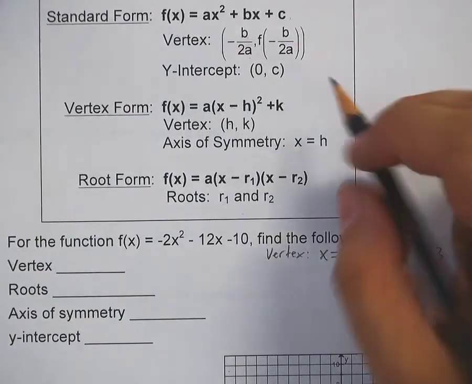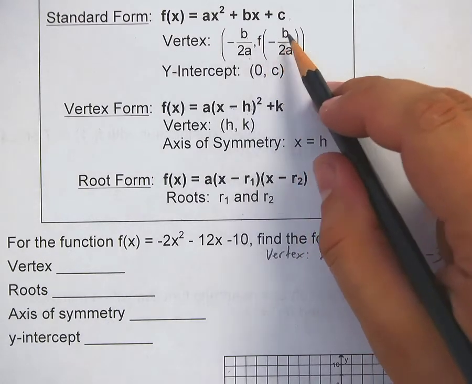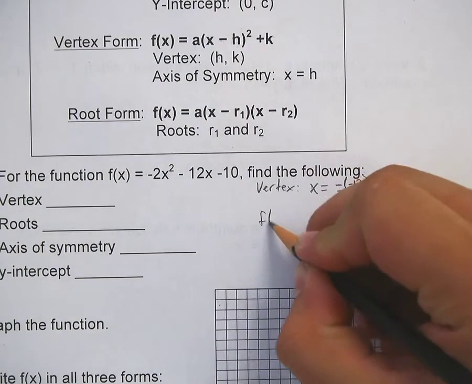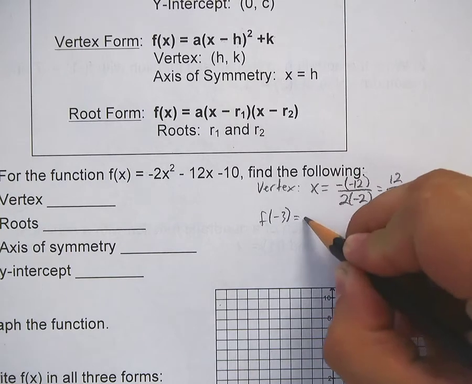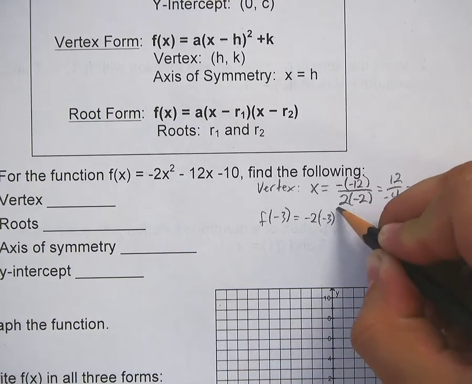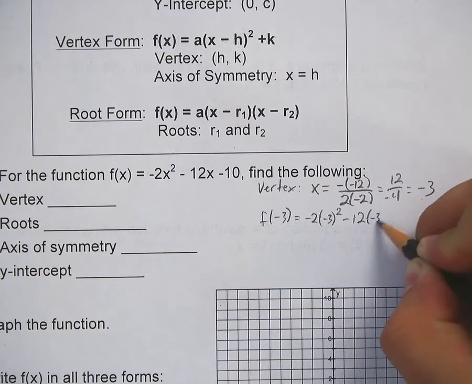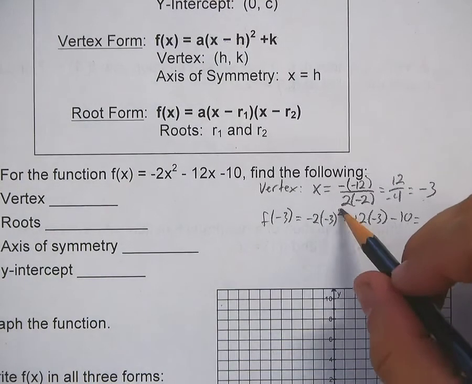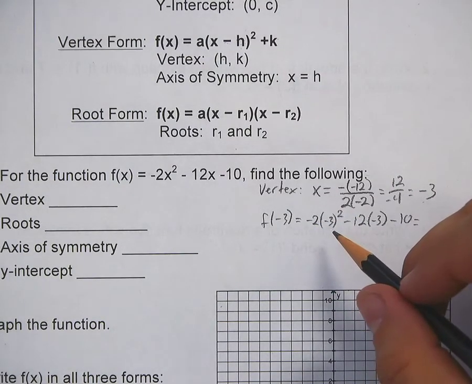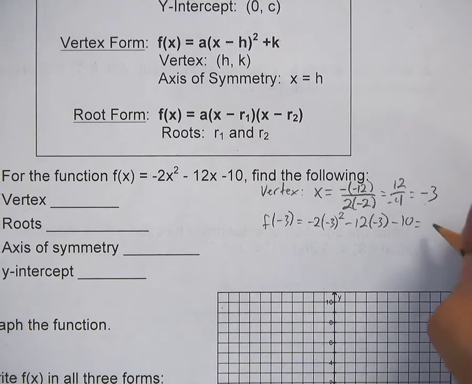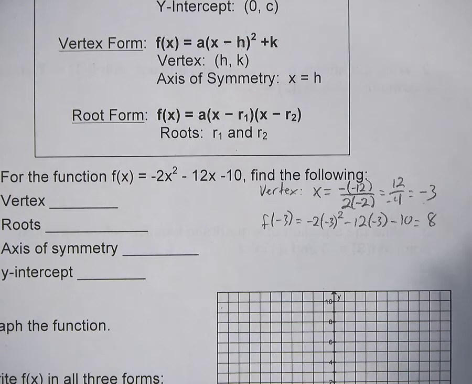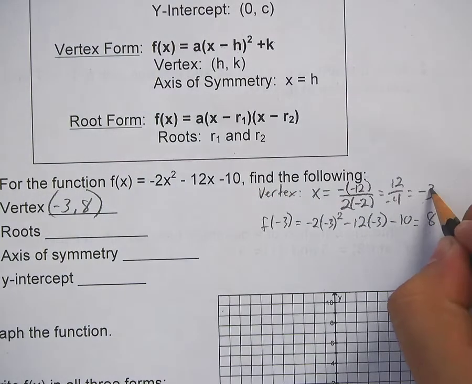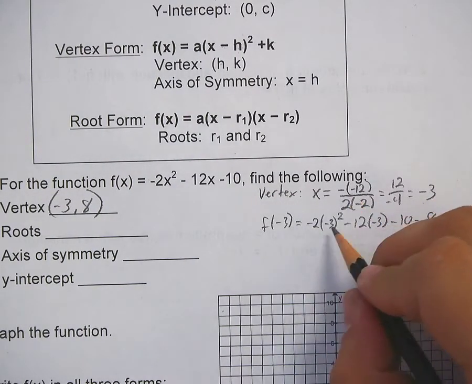Now I plug it back in to the function. That's what this means. Plug it back into the function and find your y. So plug in a negative 3 here. F of negative 3 is negative 2 times negative 3 squared minus 12 times negative 3 minus 10. And that's going to be what? You have 9 and negative 2, so negative 18 plus 36 minus 10, so 8. So your vertex is negative 3 comma 8. Found our x from the formula, plug that in for x and found y.